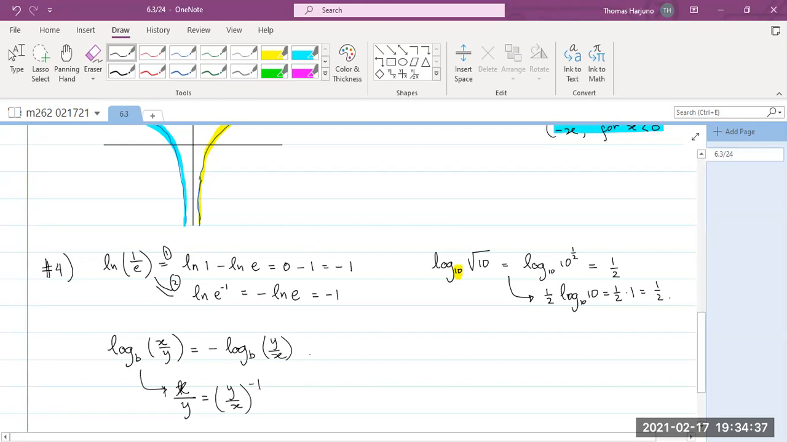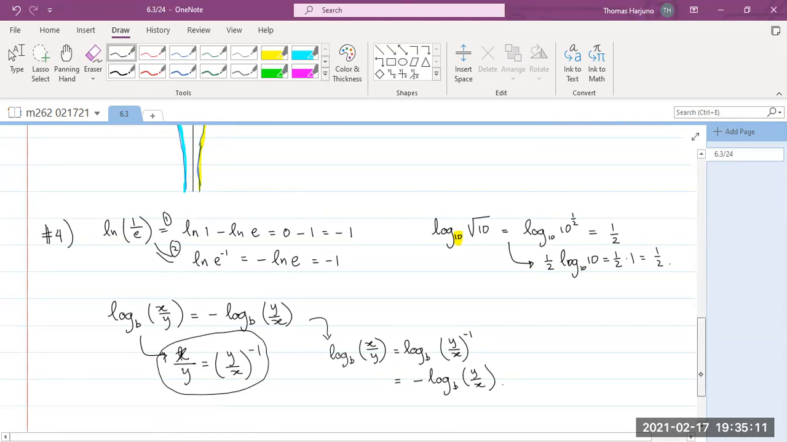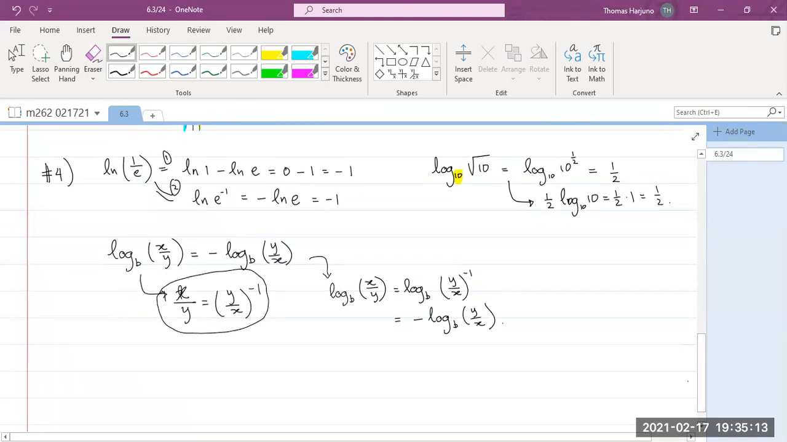So log base b of x over y is equal to log base b of y over x to the power of -1, which I can move the exponent to the front. Okay, that's the little proof. When you take the reciprocal of the argument of the log, then you get the opposite sign.